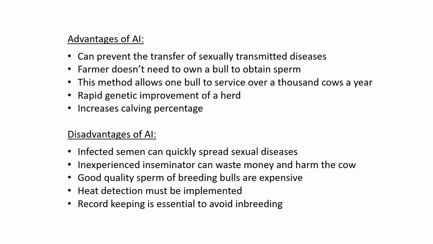Then also rapid genetic improvement of a herd, so it's a quick way of breeding. So then the herd can quickly be improved genetically. Then lastly, it increases the calving percentage. So again, it's a quick way of not really mating, but inseminating a cow and spreading sperm. So again, more calves can be produced and quicker as well.